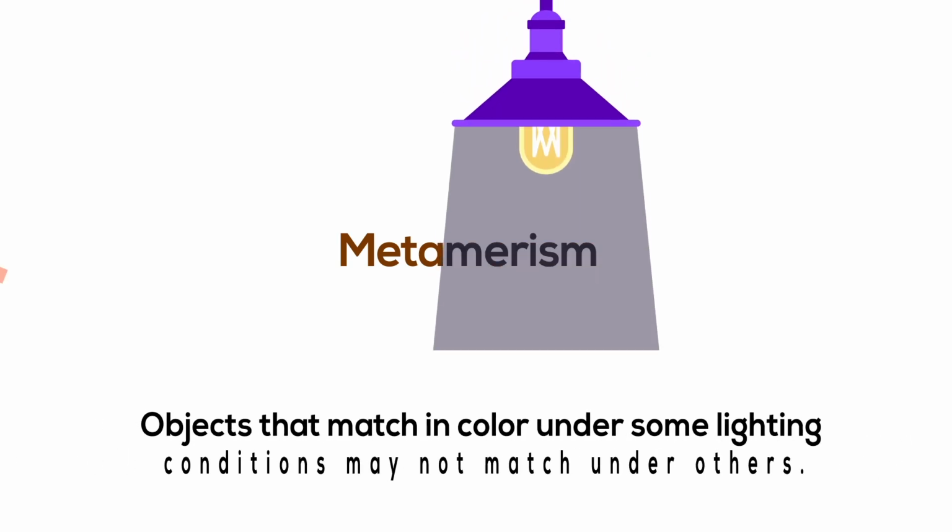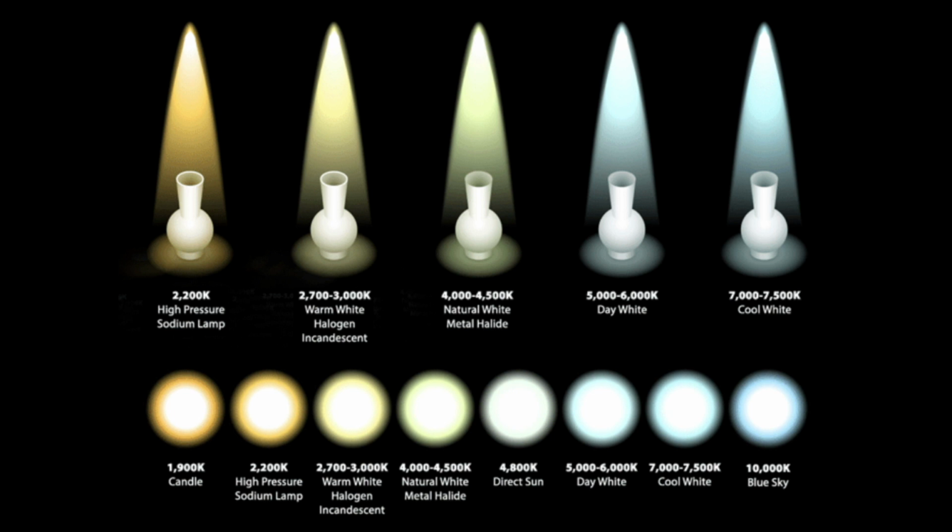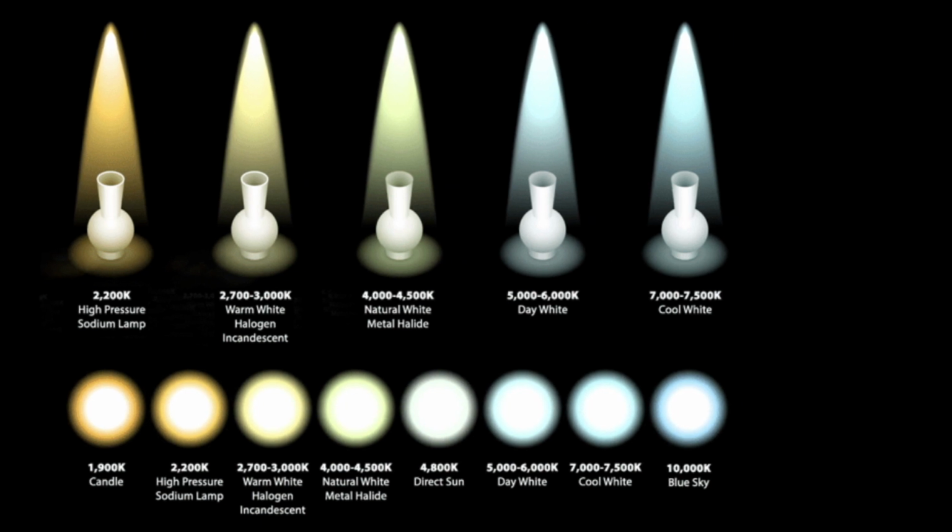Objects that match in color under some lighting conditions may not match under others. This phenomenon is known as metamerism. Lighting conditions and its effect on color appearance can be demonstrated in the following illustrations. Daylight is usually perceived to be more neutral when comparing color versus other illuminants.